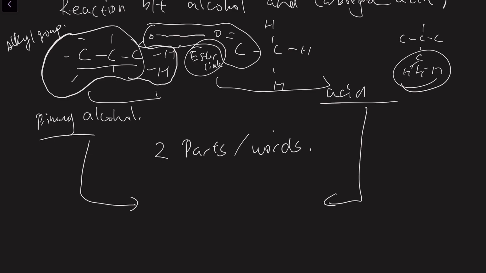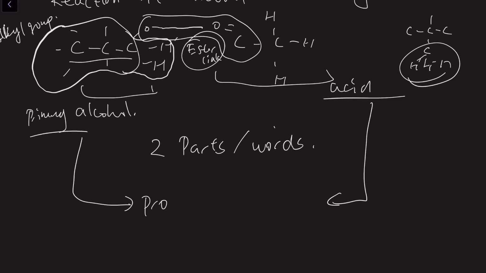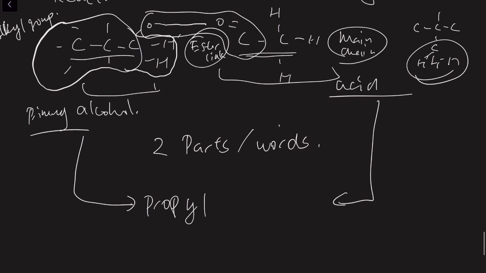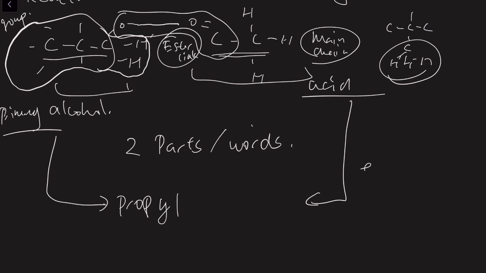So it starts with prop, and because it's an alkyl group, it's propyl. And for the second part, we classify the acid part as the main chain, the important part, because it contains the ester link. So the main chain, before it is called ethanoic acid.